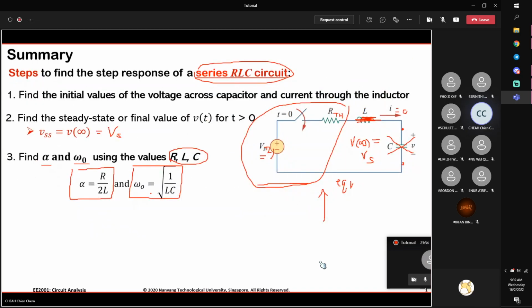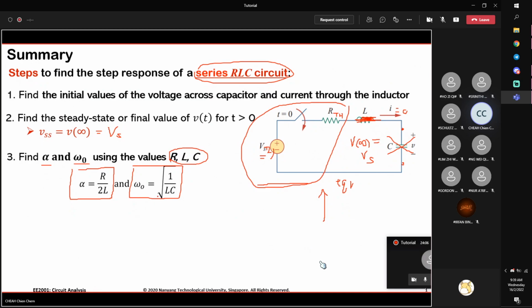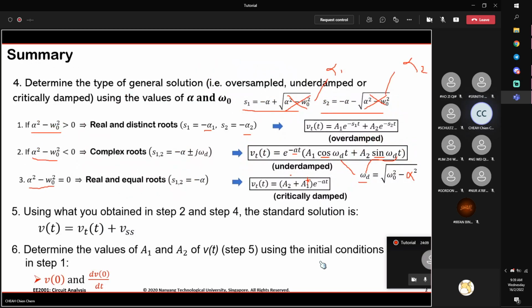So basically, these steps are very tedious, but it's very standard, right? Standard in the sense that you first calculate alpha and omega 0 for series RLC, use this, and then check the values of alpha and omega 0. Under these three circumstances, you have three different solutions. All the parameters in the solutions, except A1 and A2, can be obtained from alpha and omega 0. The only thing that you cannot obtain is A1 and A2. A1 and A2 can be determined from the initial conditions, right?